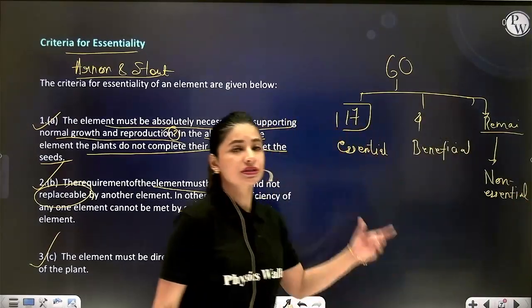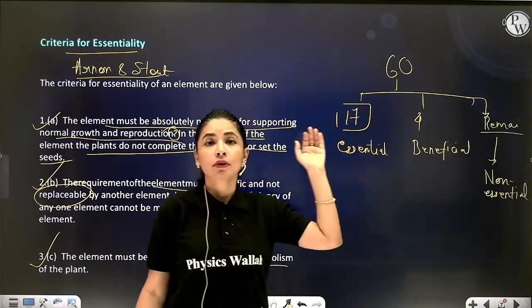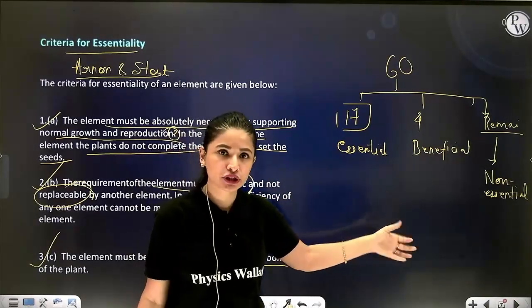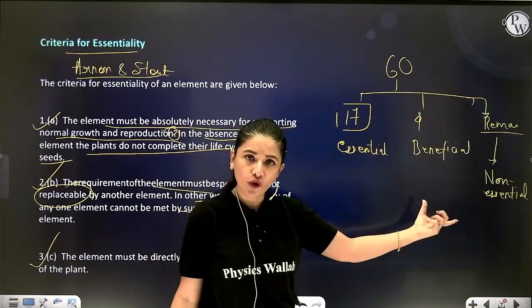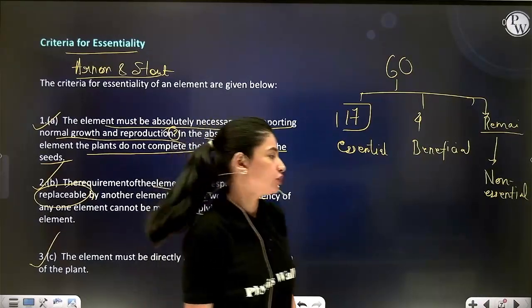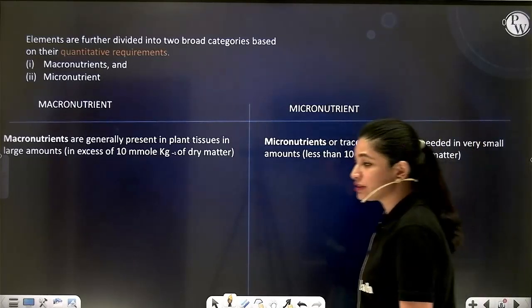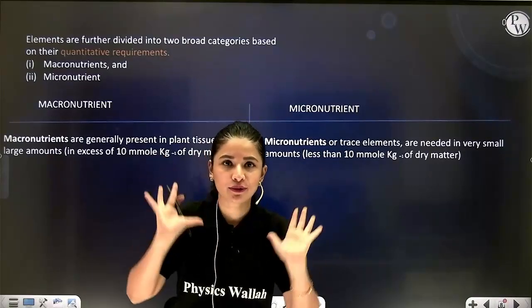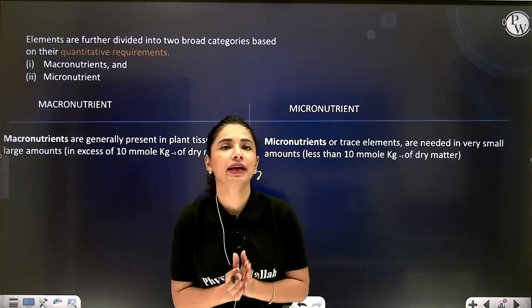Clear? So 17 out of 60 elements found in the plant body passed the criteria of essentiality and became essential. The remaining all became non-essential except 4, which are called beneficial. Correct? Chalo, now move ahead. Let's talk about the essential elements. Our chapter is all about understanding the roles of these 17 essential elements.